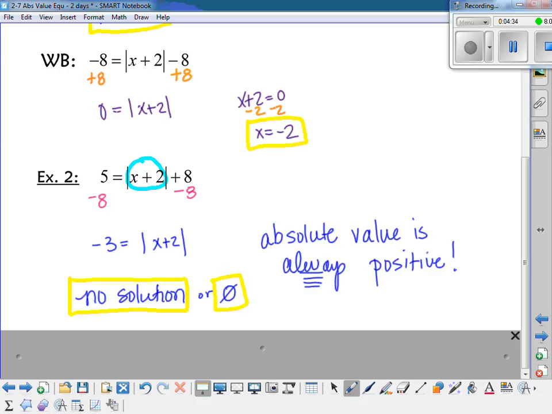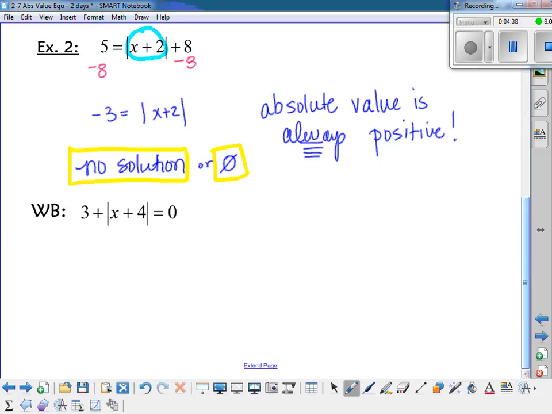All right, so this next one is going to be for your whiteboards. Okay, so we have 3 plus the absolute value of x plus 4 is equal to 0. So go ahead and pause the video now.